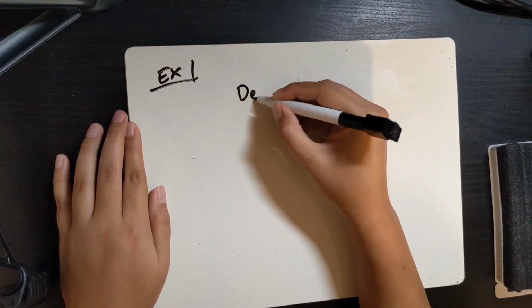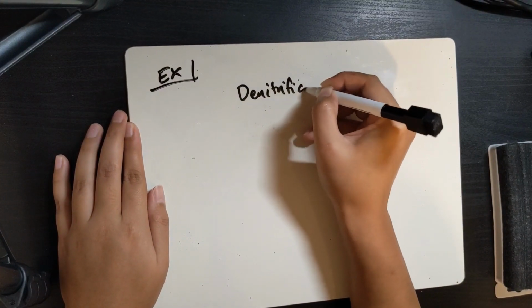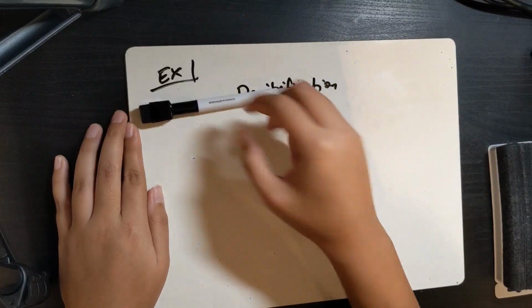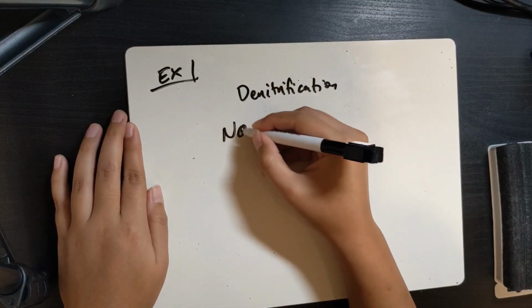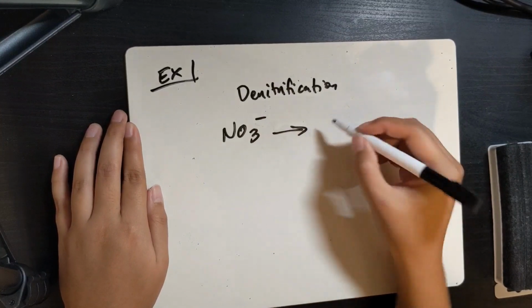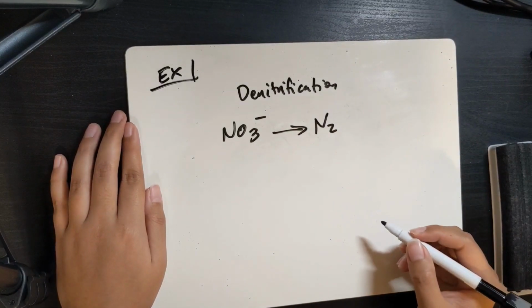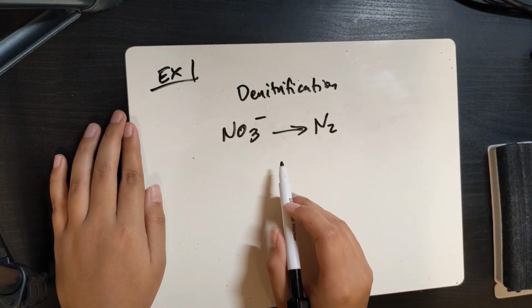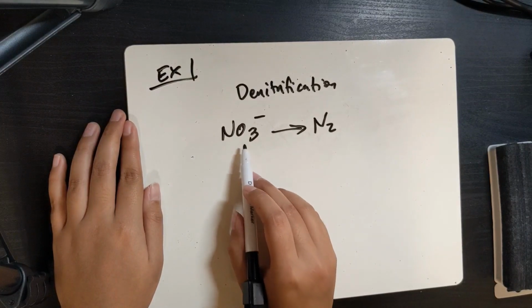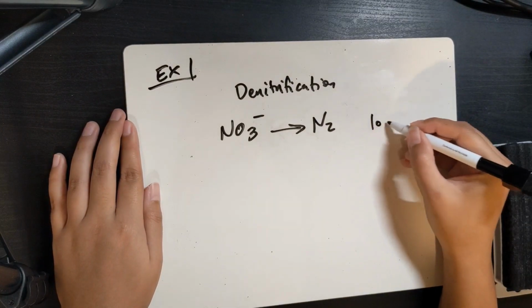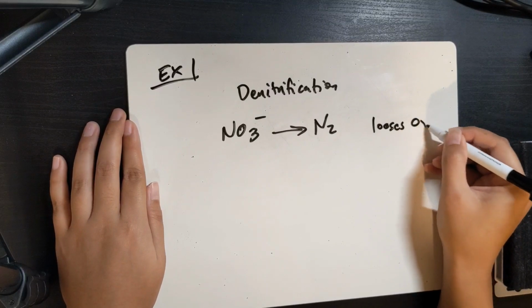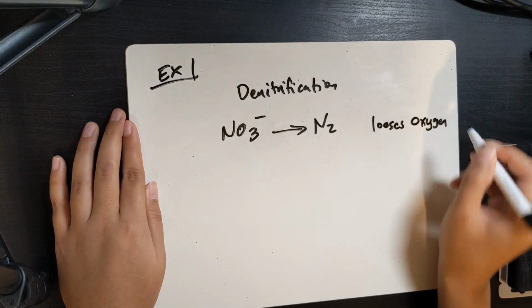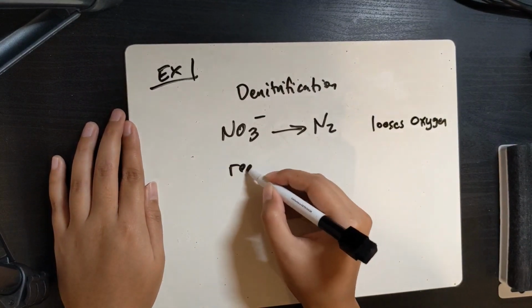In a process called denitrification, we have nitrate gets converted to nitrogen gas. We can tell that nitrogen had lost oxygen. So it's a reduction reaction.